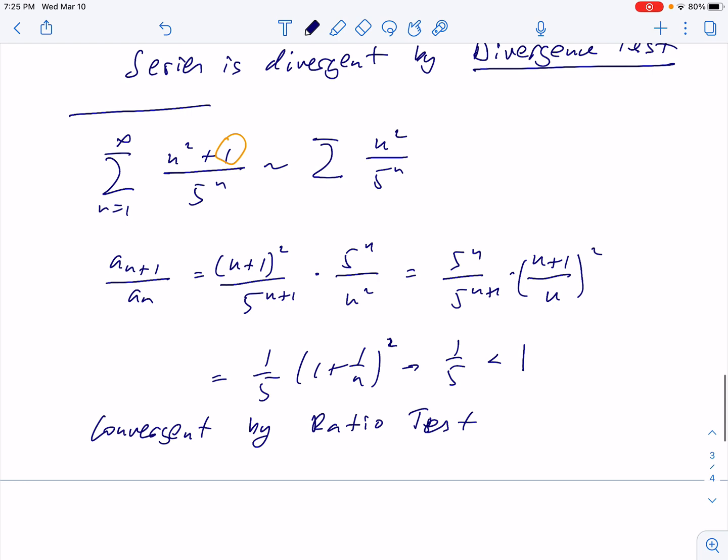The original series then also is convergent by the comparison test. So the simplified series we tested with the ratio test, original series convergent by the comparison test. Now, we don't have to say it's absolutely convergent, because the series has positive terms.